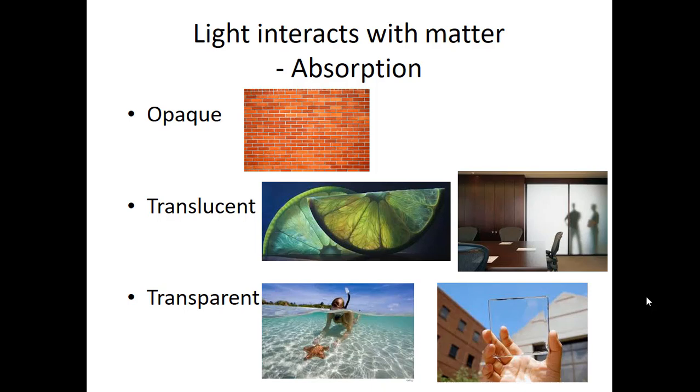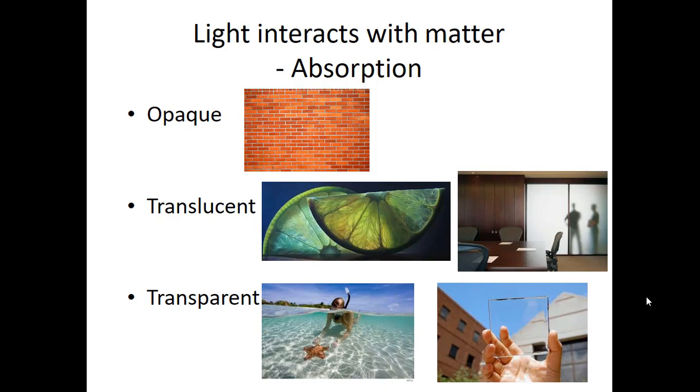In today's lesson, we're going to talk about how light interacts with matter. The first way that it interacts with matter is through absorption. Matter can absorb light. An opaque object, when it absorbs light, you can't see through an opaque object, like a brick wall. So when light hits the matter, all of the light is absorbed.